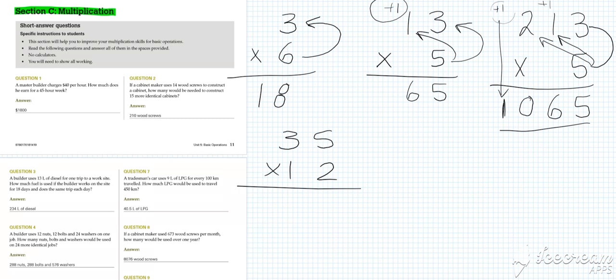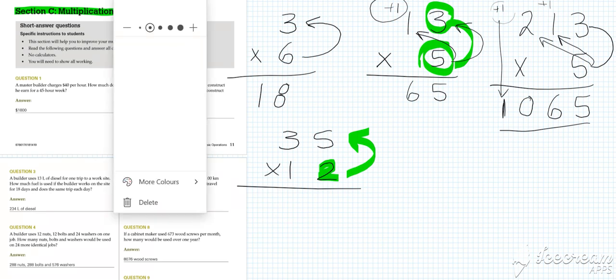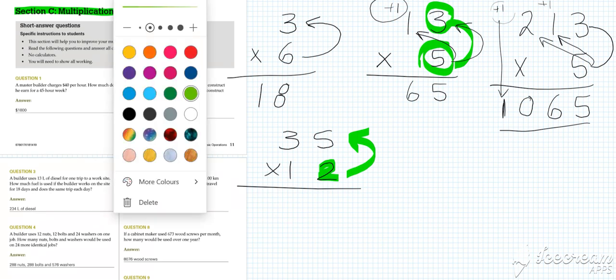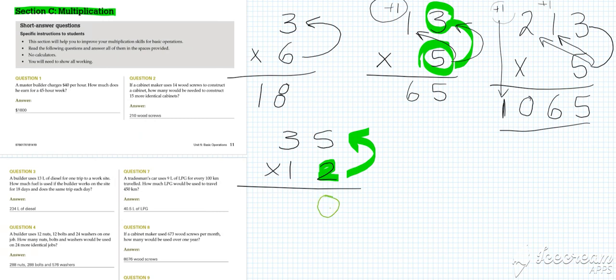Okay, so first thing we're going to do is the 2 times by the 5, just like we did before. See, we had the bottom number times by the top number. So we're going to go 2 times by 5, and that's going to give us 10. So I'm going to put a 0, and I'm going to carry my 1 just like before.